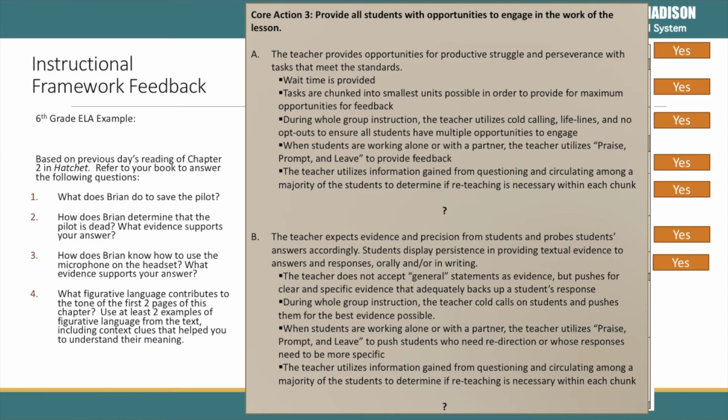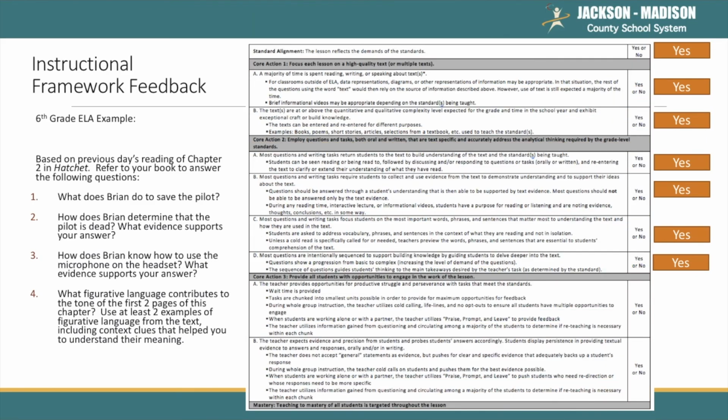Core Action 3B wants to know, does the teacher expect evidence and precision from the students, and does the teacher probe students' answers accordingly? Do the students display persistence in providing textual evidence to the answers and responses, orally and or in writing? In this case, it's going to be dependent on the teacher's actions in the room. Did the strategies such as praise, prompt, and leave occur?